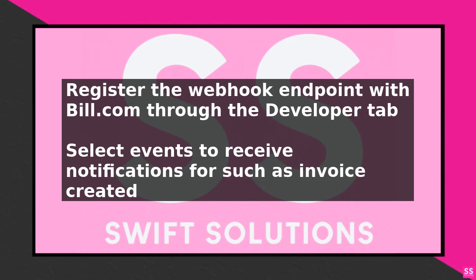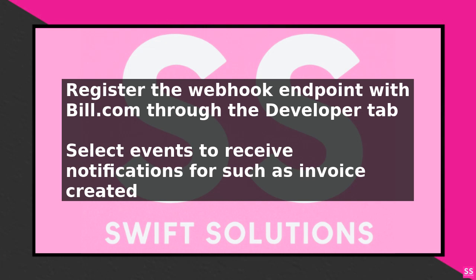Next, you need to register your webhook endpoint with Bill.com. To do this, log into your Bill.com account and navigate to the Developer tab. Click on Webhooks and then click on the Add Webhook button. Enter the URL of your webhook endpoint and select the events you want to receive notifications for, such as invoice created or payment applied. Once you have registered your webhook endpoint, Bill.com will start sending event notifications to your endpoint.